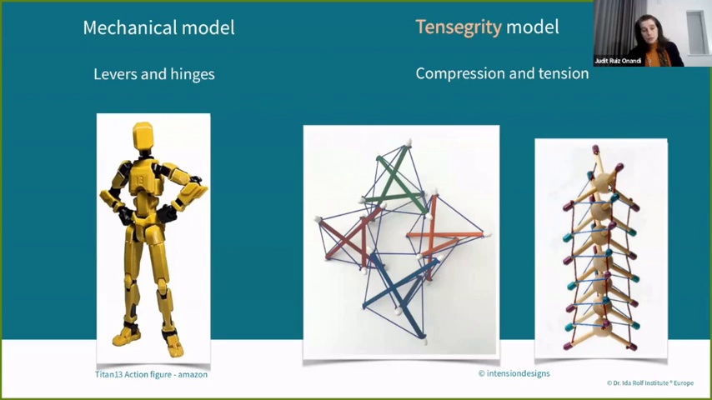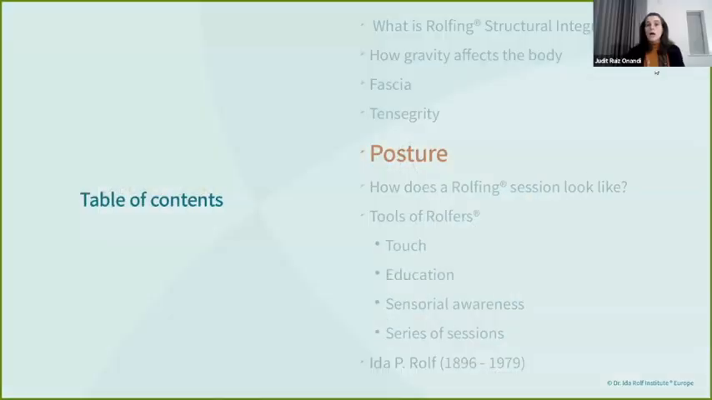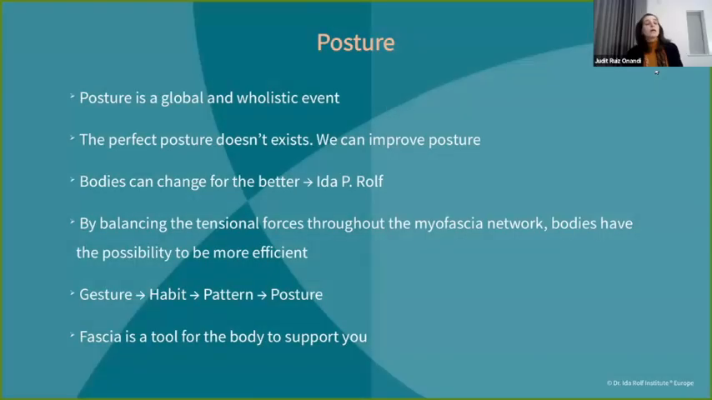That is a different point of view from a mechanical point of view, where, for example, I can take the toy, I can take the head off, and the toy still continues working. In a tensegrity model, everything is connected with everything. The right image is an image of the column, our spine, where the solid structures are not really touching each other. They are held in place by elastics. And this is how we see posture as a global and holistic event.